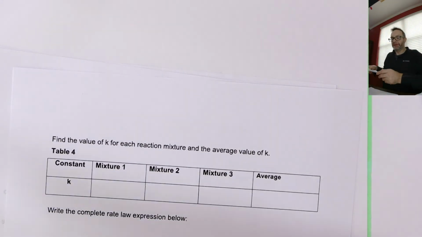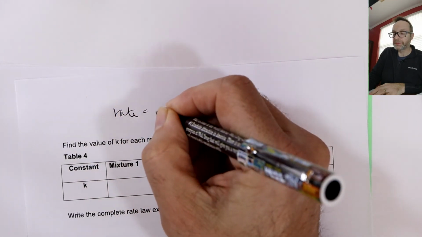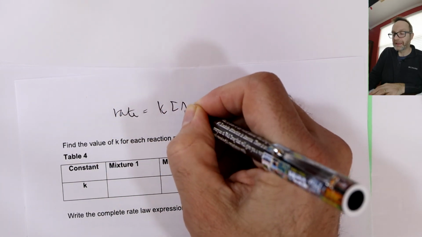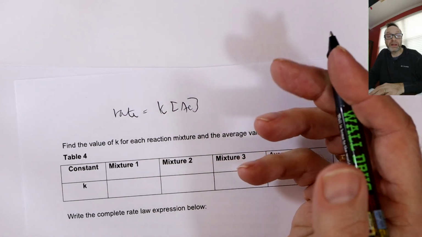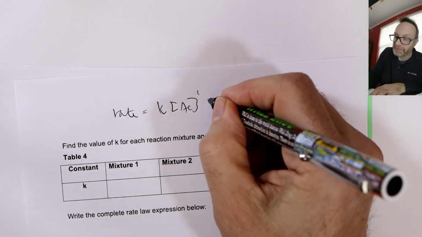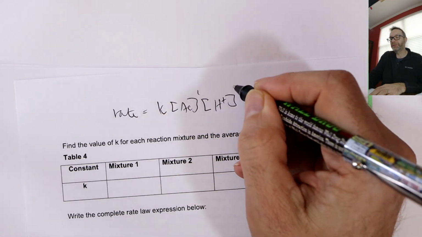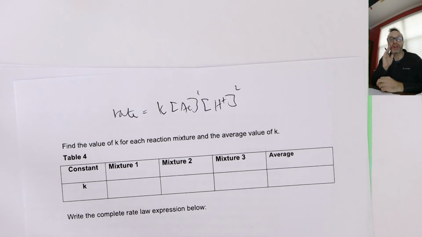Now, when we look at the rest of the assignment, you find your values of m and n. So you have rate equals k, acetone. I'm going to pick a number, it may or may not be the number you get. I'll just say 1. And then it might be H plus to the 2 or something. These may or may not necessarily be the ones you get.